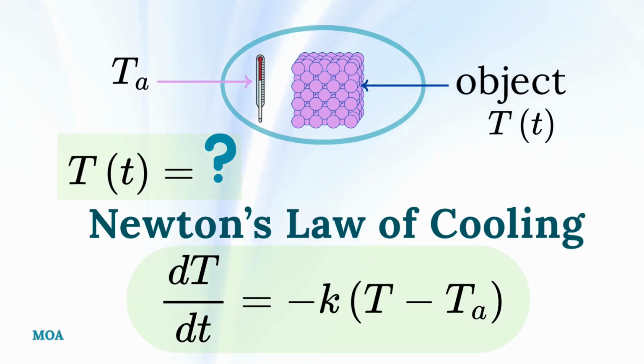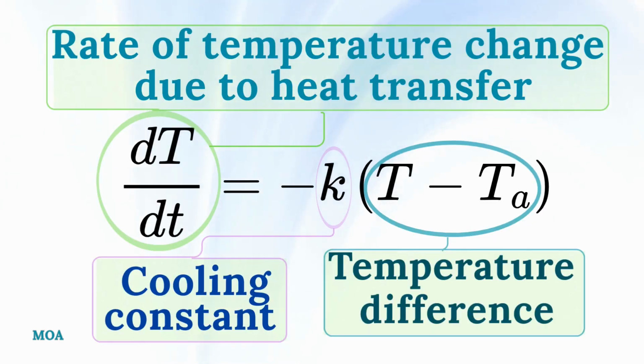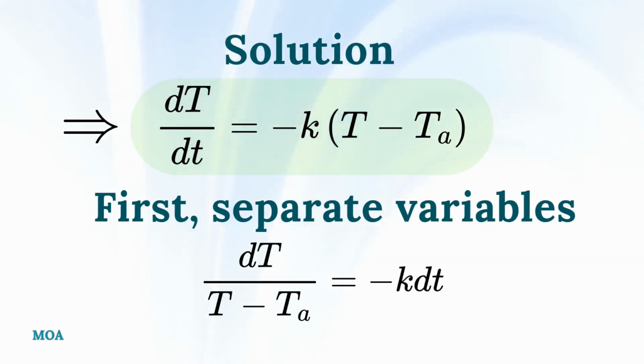Newton's law of cooling states that the rate of change of the object's temperature is proportional to the difference between its temperature and the ambient temperature. Mathematically, dT over dt equals minus k times the quantity T minus T sub A. To solve, we separate variables. dT over the quantity T minus T sub A equals minus k dt.